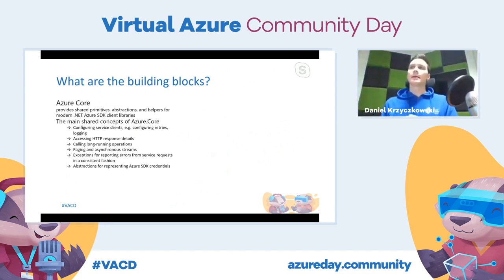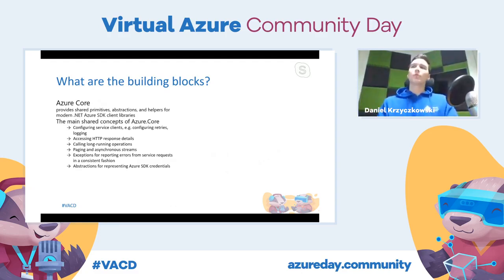Azure Core contains some shared primitives, abstractions, and some helpers that are related to the new Azure SDK client libraries. So if, for instance, you use the Azure Blob Storage SDK, you will probably find out that inside you are also using Azure Core. The main shared concepts of Azure Core are related to cool features like configuring service clients, so we can configure retries. If my request failed when connecting to Azure Blob Storage, I can easily retry this request, either after some period, after 2 seconds for instance, or in the exponential backoff way. So I will retry the connection after 2 seconds, then after 4 seconds, and then after 8 seconds.